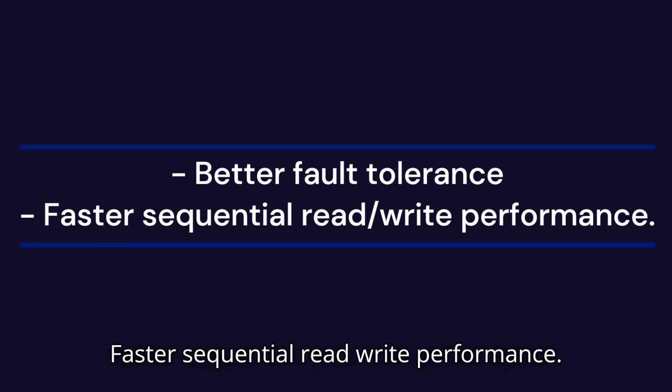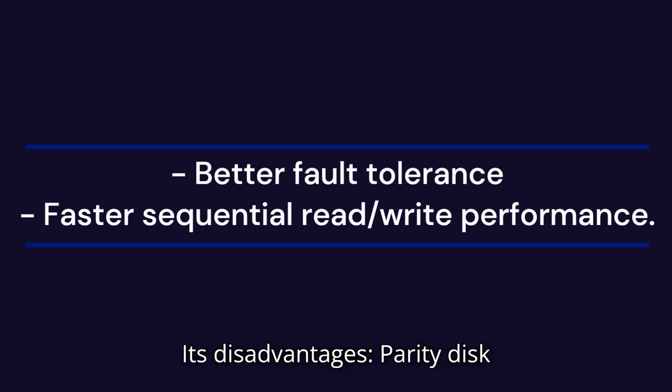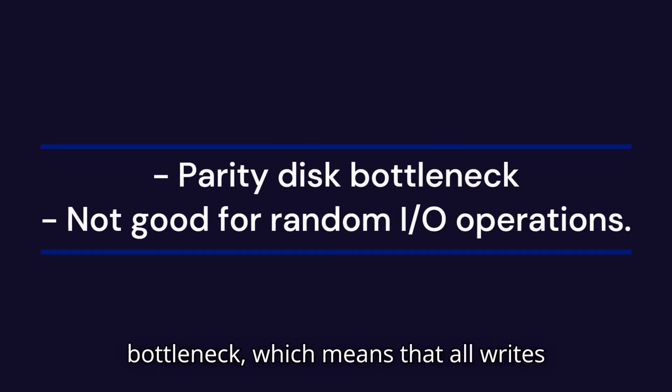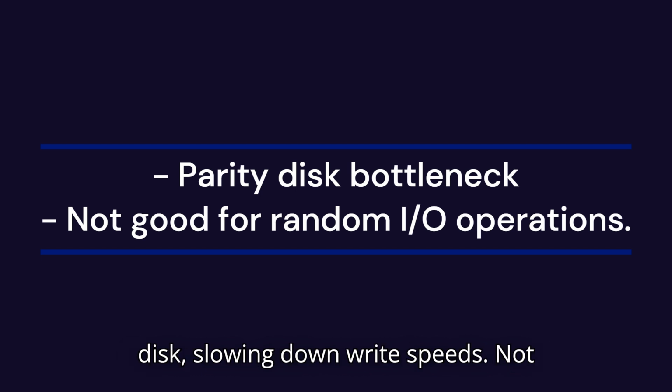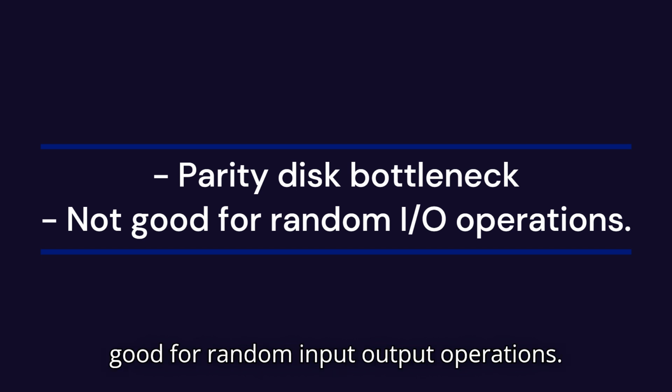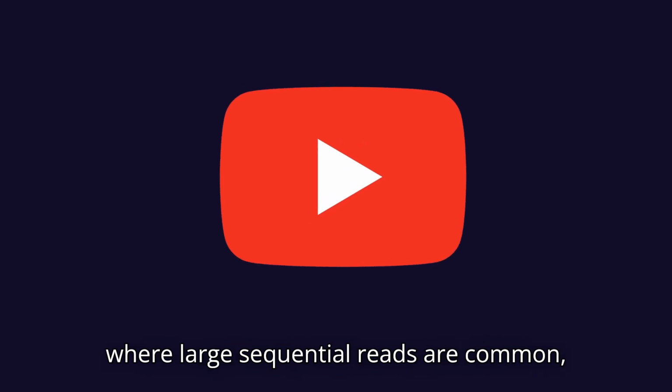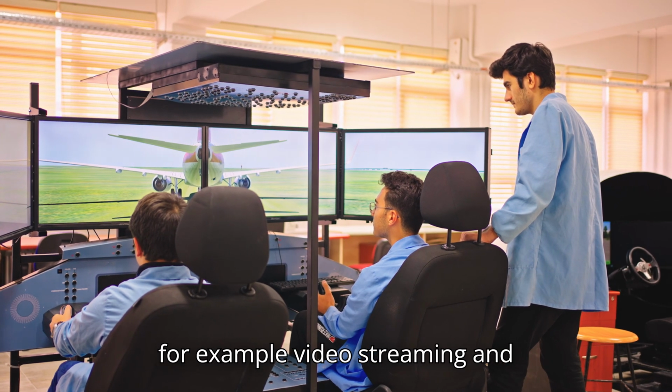Faster sequential read-write performance. Its disadvantages: parity disk bottleneck, which means that all writes require updates to the single parity disk, slowing down write speeds. Not good for random input-output operations. It is used in high-speed applications where large sequential reads are common, for example video streaming and scientific simulations.